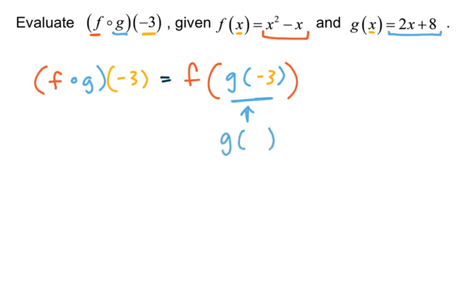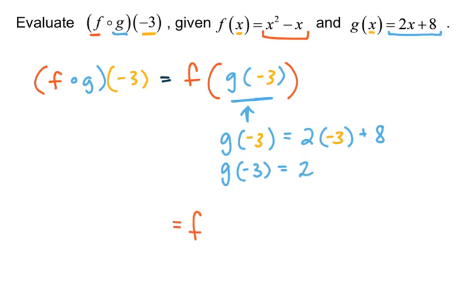So g of -3 is 2 times that x value, which will be -3 plus 8. So I'll plug in -3, and we see that inside g of -3, we get -6 plus 8. And -6 plus 8 is 2. So looking at what we have up above, we have f of g of -3, and we just determined that g of -3 represents 2.